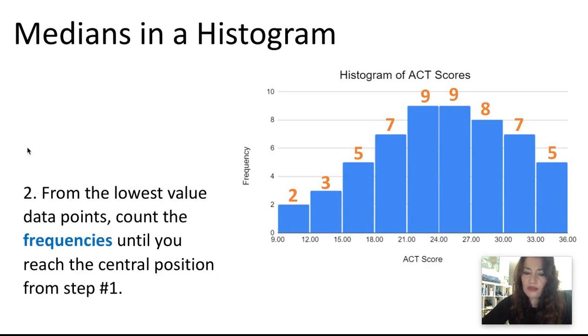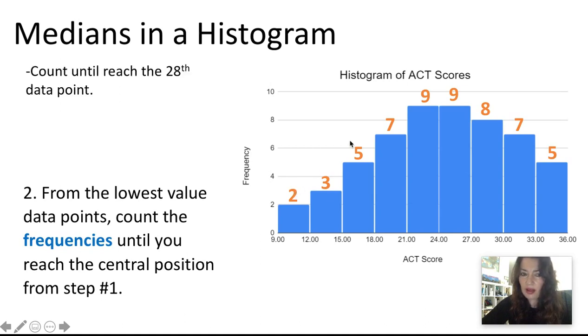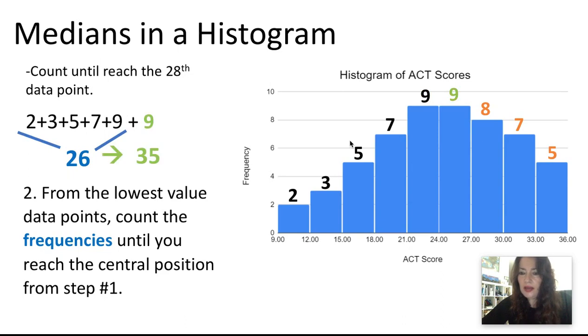What you want to do is, starting from the lowest bin, at 2, count until you get to your 28th item. So this is the 2nd, the 5th, the 10th, the 17th, the 26th, and here is our 35th right here. But the 28th is inside this bin, because after 26, the 28th item will be in this bin. So our median is somewhere between 24 and 27. In other words, an ACT score between 24 and 27 contains the median.